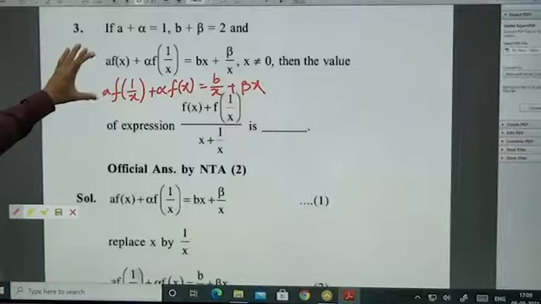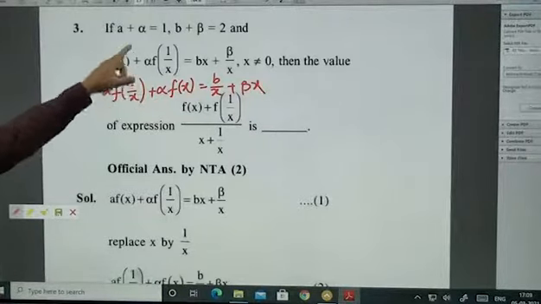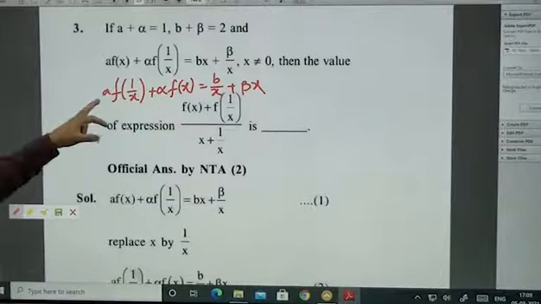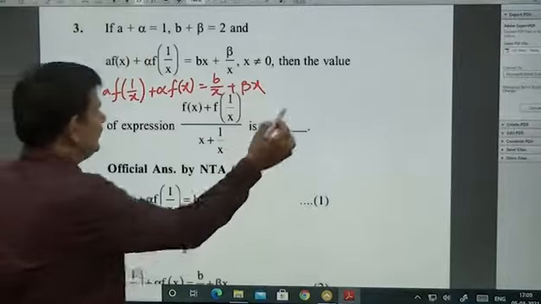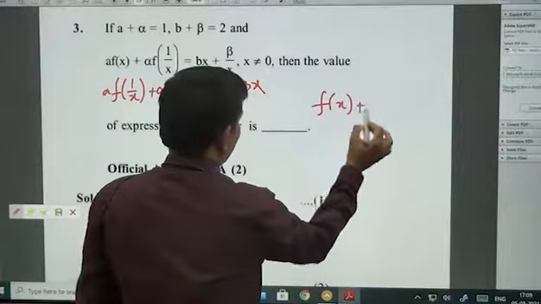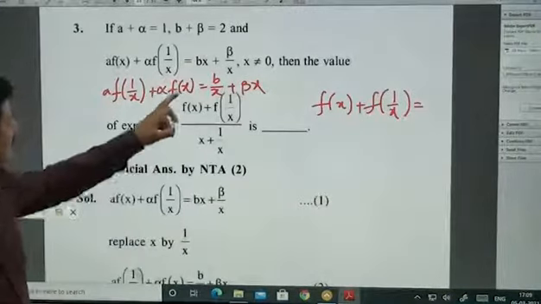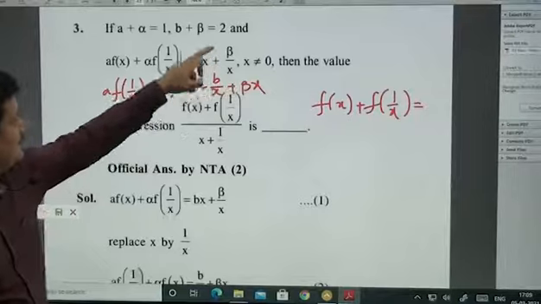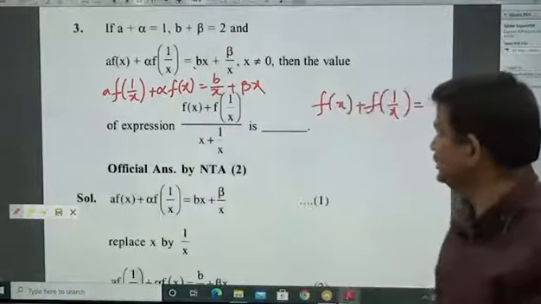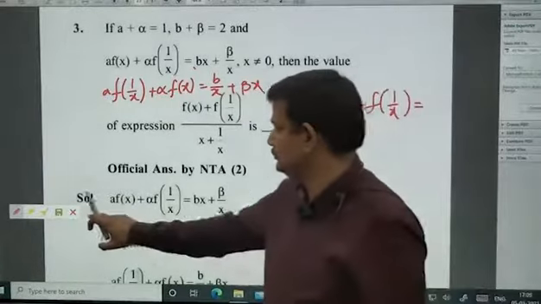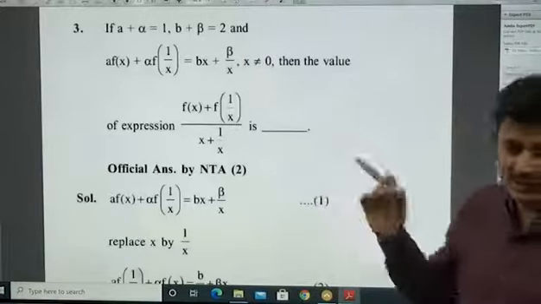So just add the equations. A plus alpha f of x is f of x itself. A plus alpha f of 1 by x is f of 1 by x itself. So f of x plus f of 1 by x is equal to b plus beta, which is 2 into x plus 1 by x. So the answer is 2. Simple question. You can get this combination in integration, or from here you can find f of x.